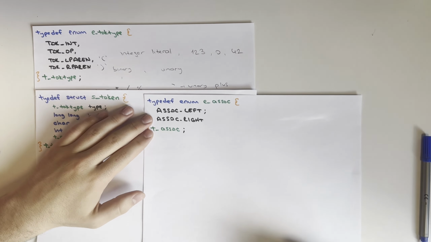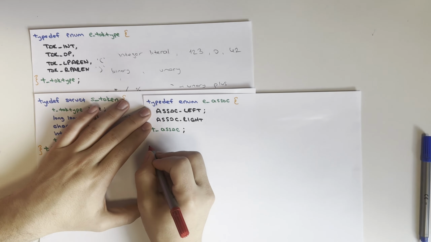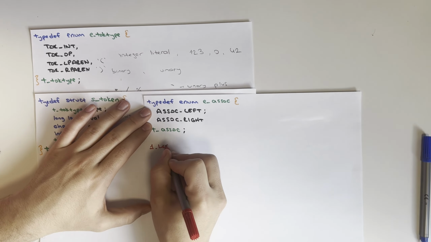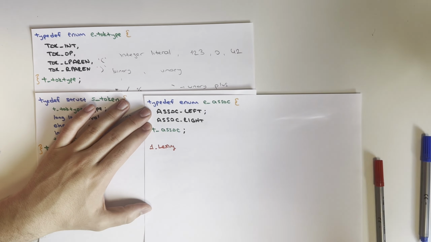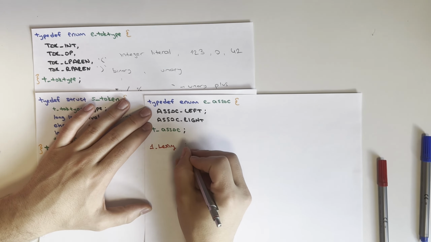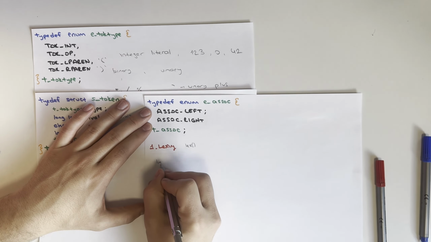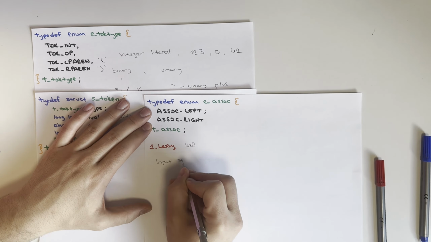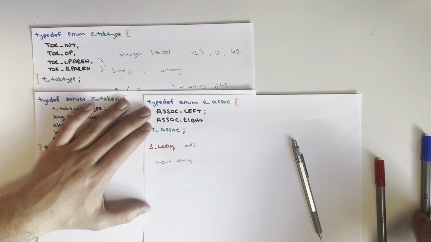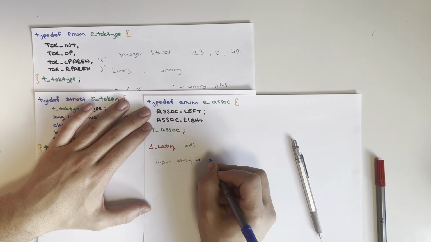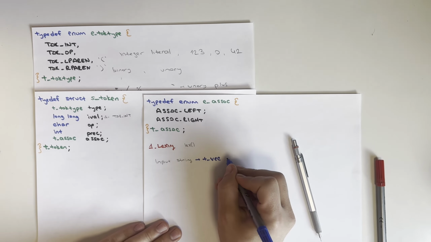How will tokens flow through the pipeline? First, we will have our lexing, which we will be calling a lex function. It will have an input string, which will be converted to tokens.